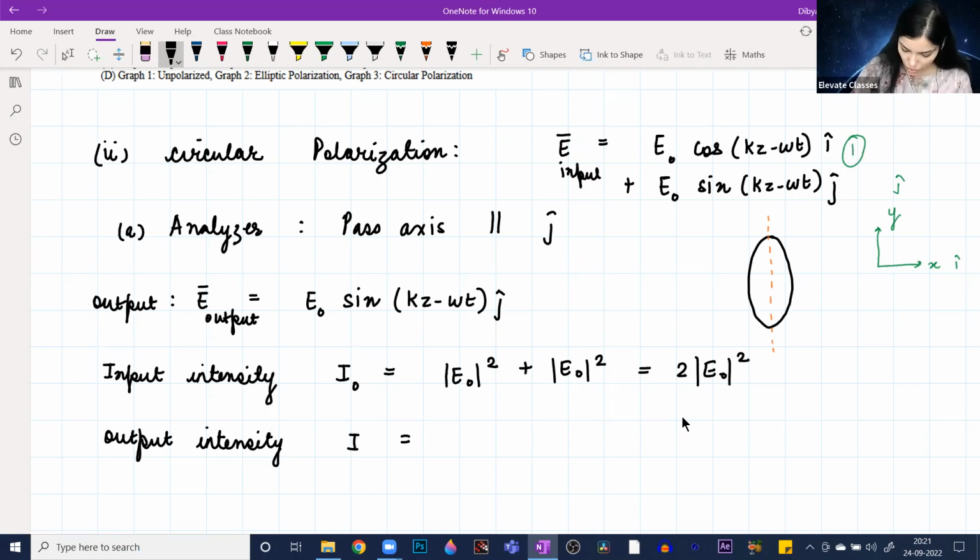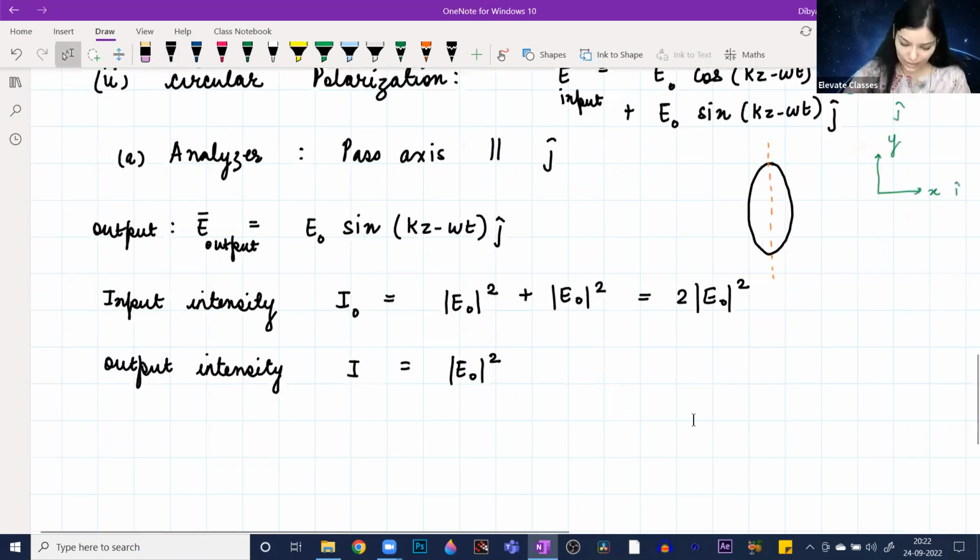Okay. So the output intensity I got is equal to E naught square. So I have reduced the intensity to half. So it is similar in a way, it seems that this case is similar to an unpolarized case, which makes sense because the analyzer is completely blocking one component of the light.